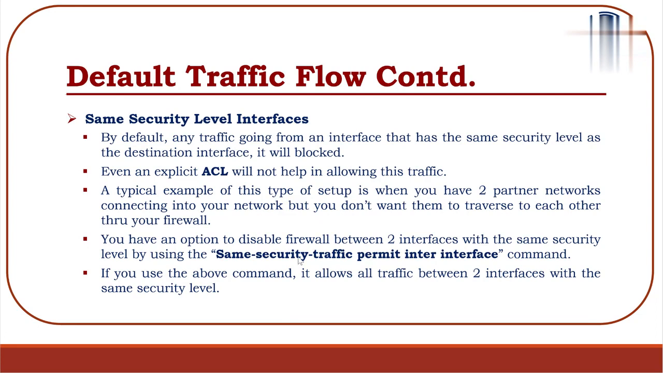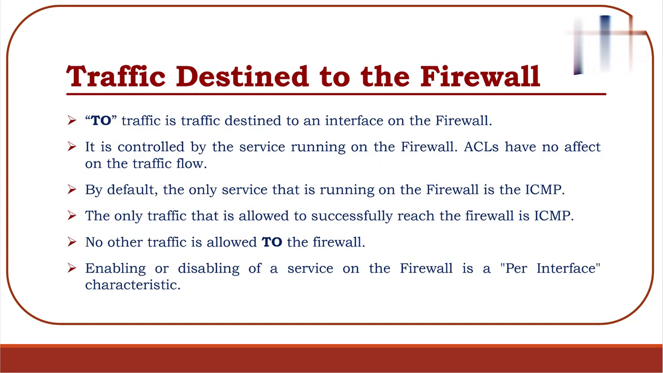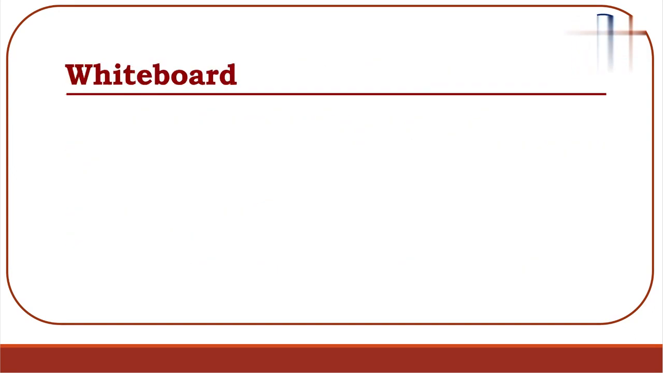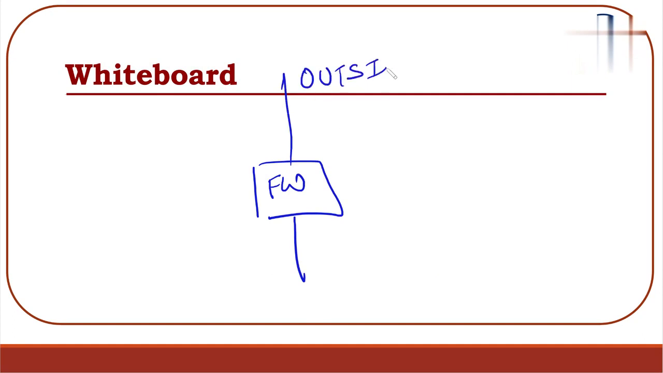All right. So that takes care of the default traffic flow, high to low, low to high, and if it's the same security level. The last thing in this particular video that I want to discuss is to traffic and through traffic. Now the ACL and the high to low, low to high that I'm talking about is traffic that is traversing through the firewall. So I have an interface over here, another interface over here. This is my outside network. This is my inside network.